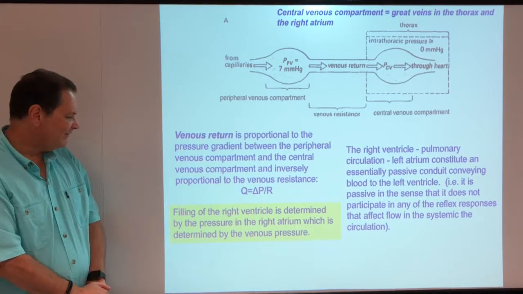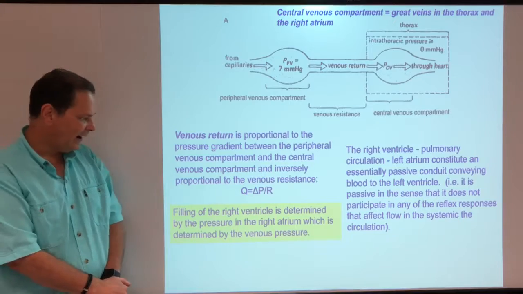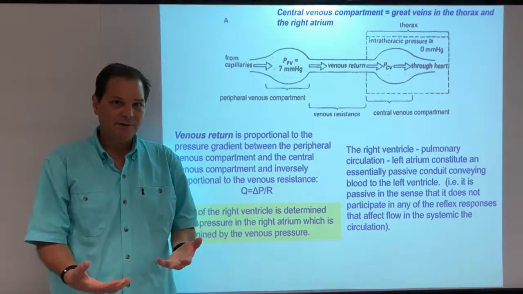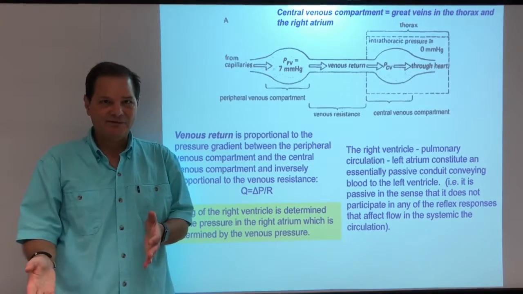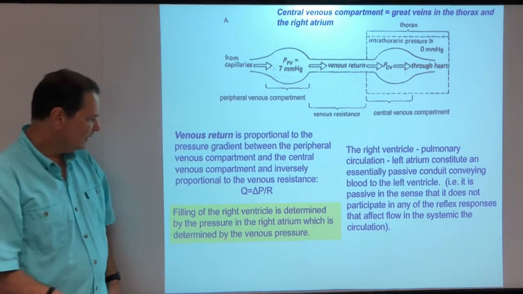Filling of the right ventricle is determined by pressure in the right atrium. So the higher the pressure in the right atrium, the more blood is flowing into the right ventricle, which means the bigger the filling.